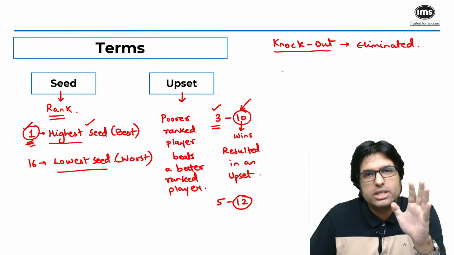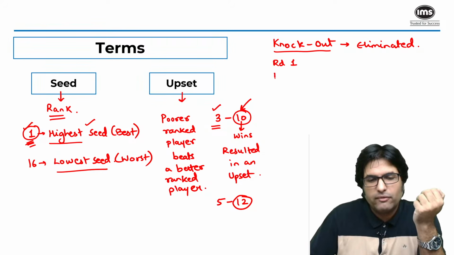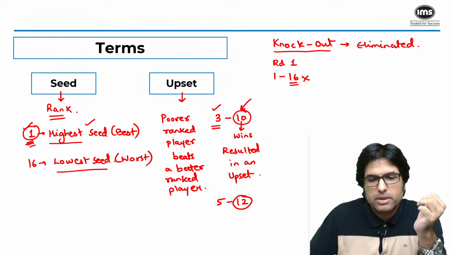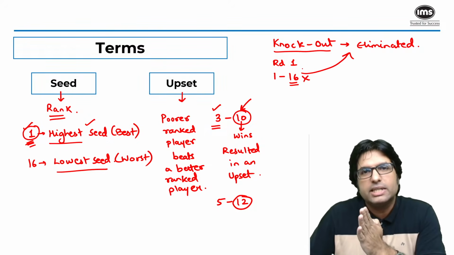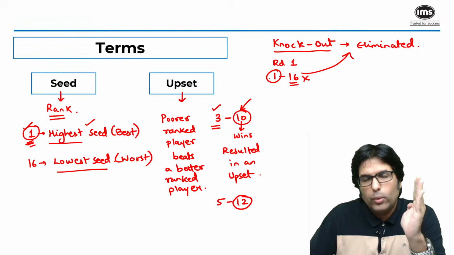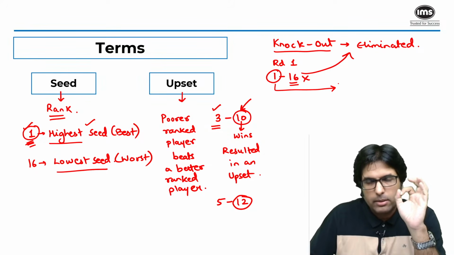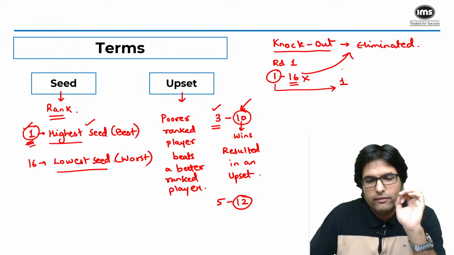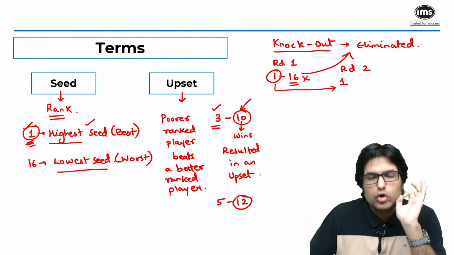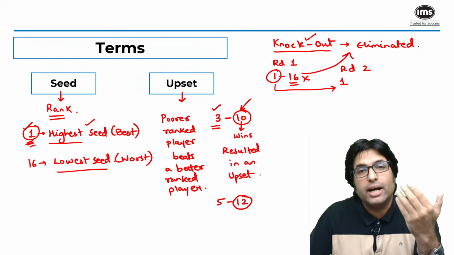The moment a player loses a match, that player gets eliminated. For example, suppose in round 1, there is a match between player ranked 1 and player ranked 16. And player rank 16, let's suppose, loses. So then this person would be eliminated from the tournament. He cannot participate in the next round. That player is gone. Only the player that wins will be allowed to proceed to the next round. So we'll assume that 1 has won. The player ranked first has won. So player rank 1 will proceed to round 2 to play a match. So I hope it is clear why it is called knockout. Knockout means elimination. So anybody who loses, the moment you lose, you are eliminated. So you won't get another chance.